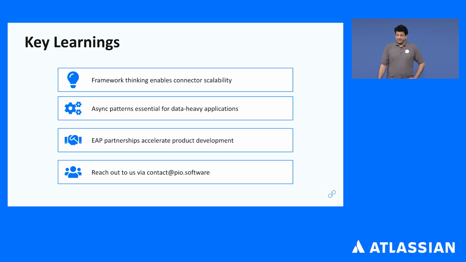To wrap up, we think the framework way of thinking is very important for creating multiple connectors. Async processing is essential for frequently ingesting high-volume data and actually keeping the data fresh in the teamwork graph system. The early access program partnerships not only accelerate product development, but also enable teams to have a mature product. And if you are missing connectors for your systems, please reach out to us via contact@PO Software. We're happy to add new connectors for you to enable your workflows.